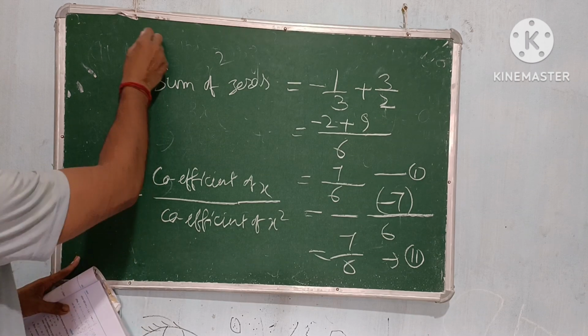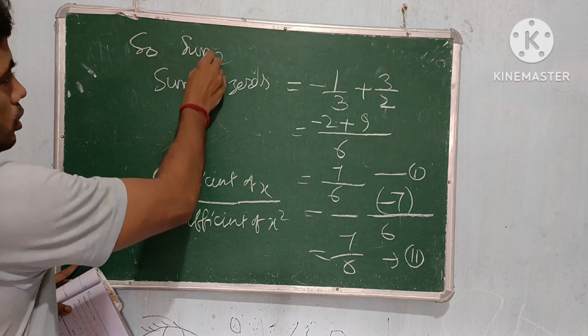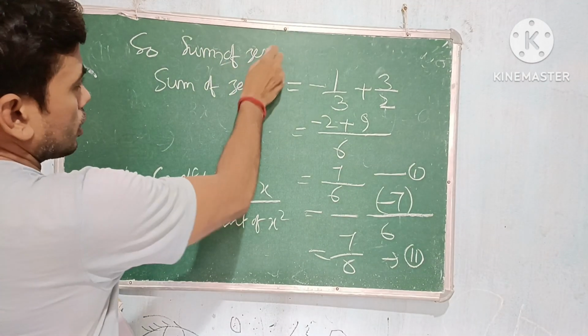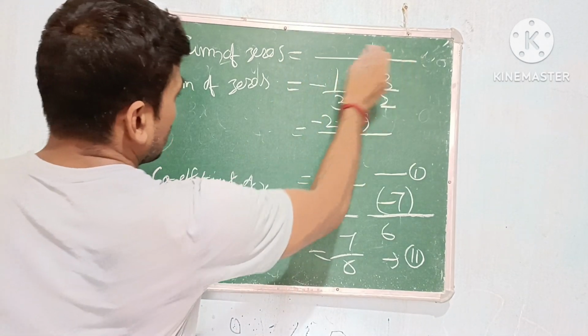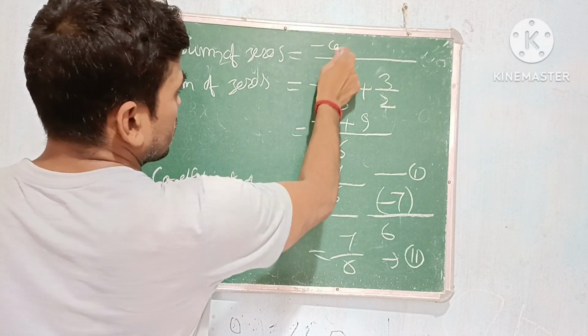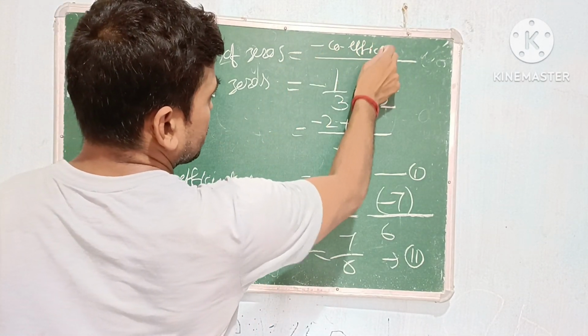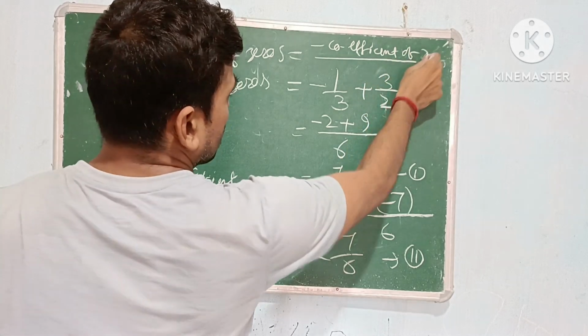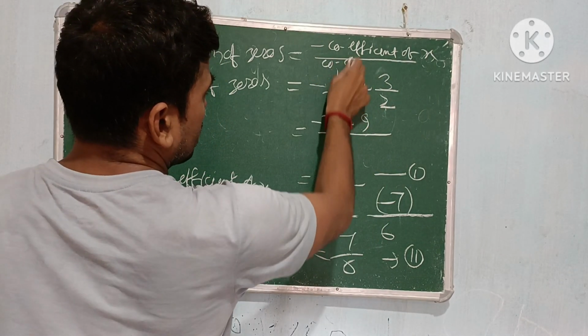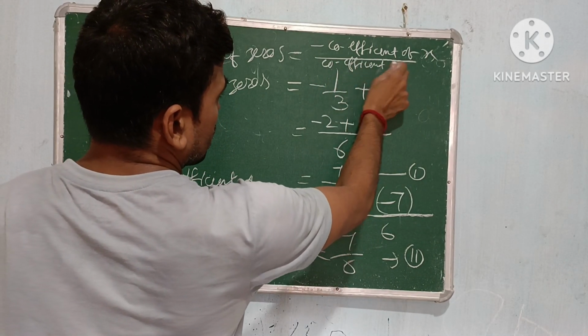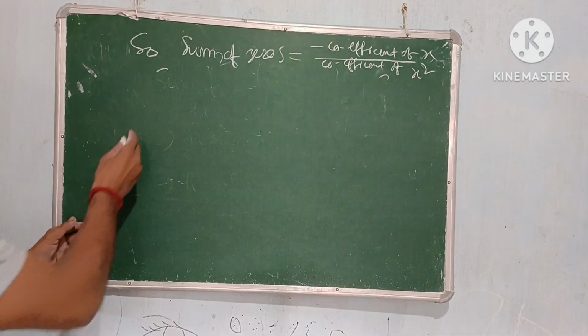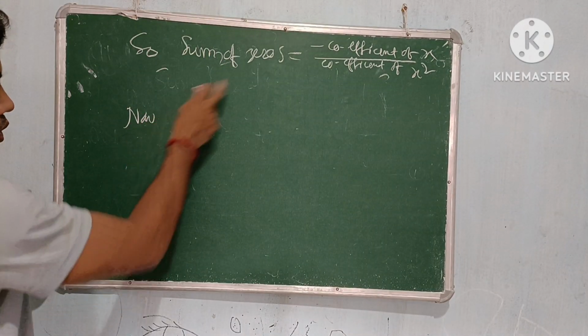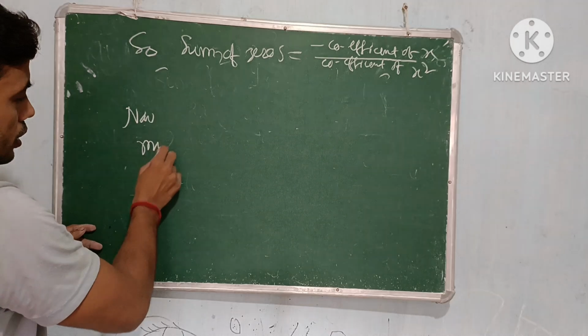So the sum of zeros is equal to minus coefficient of x by coefficient of x square. The first relation is verified. Now the multiplication of zeros.